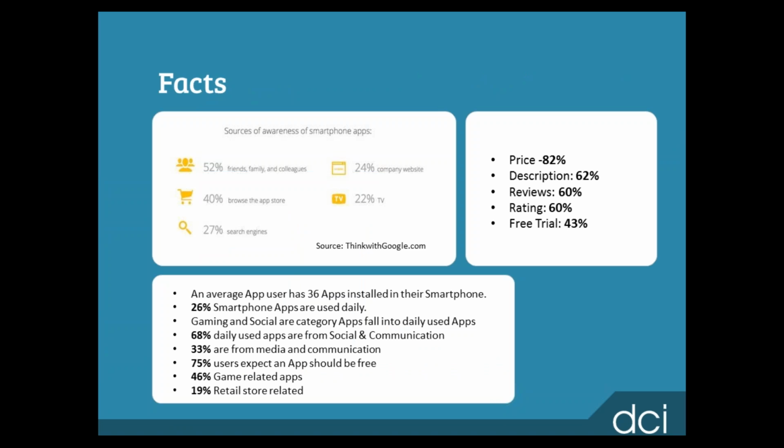So moving on to the next slide, these are some numbers you need to be so sure about. So here you go. This is a source of awareness of the smartphone apps. 52% of the users find out the apps through their friends and family and colleagues. 40% find out the apps while they are browsing through the App Store, and 27% in search engines. So 24% through company website.